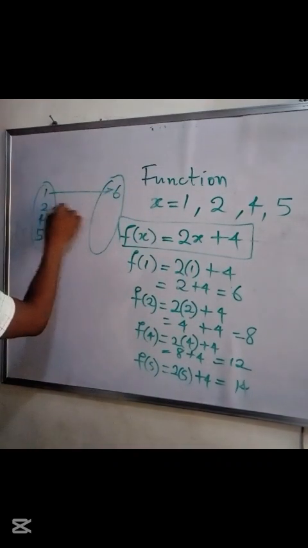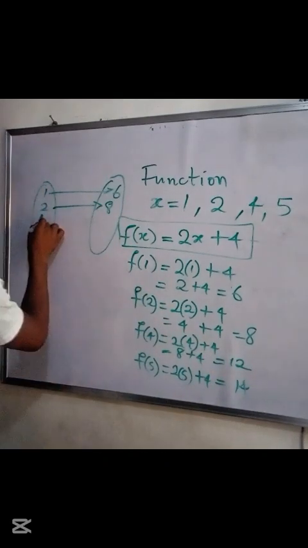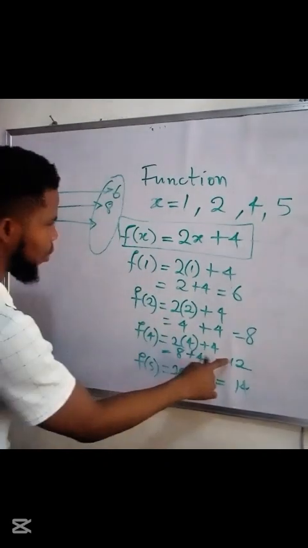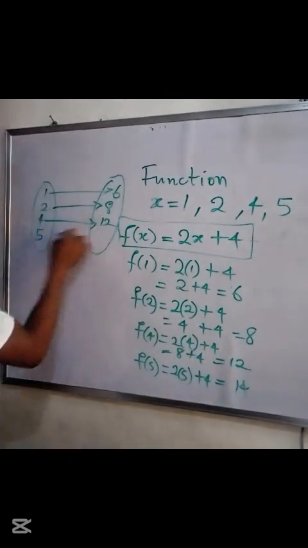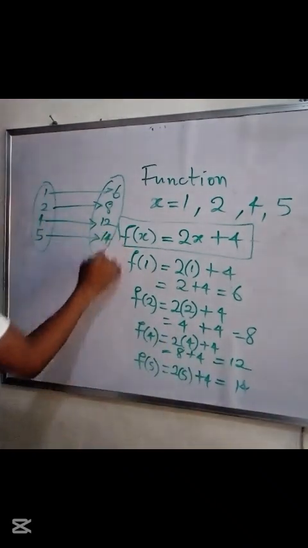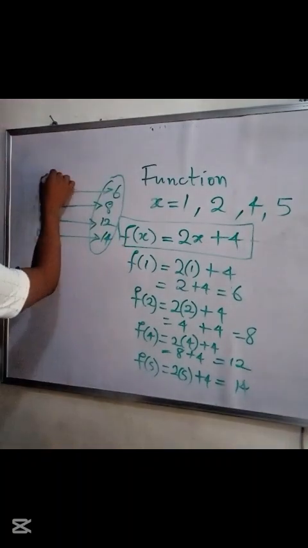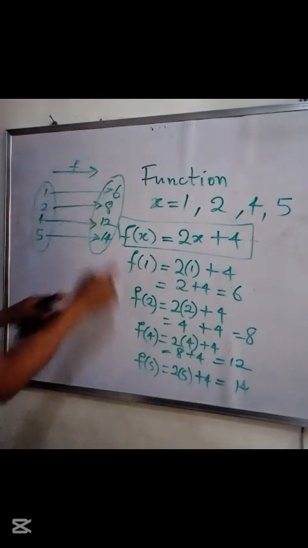2 naira gives me what? 8. 4 naira gives me what? 12. And 5 naira gives me what? 14. So this is called function. So what's the function? The function is f.